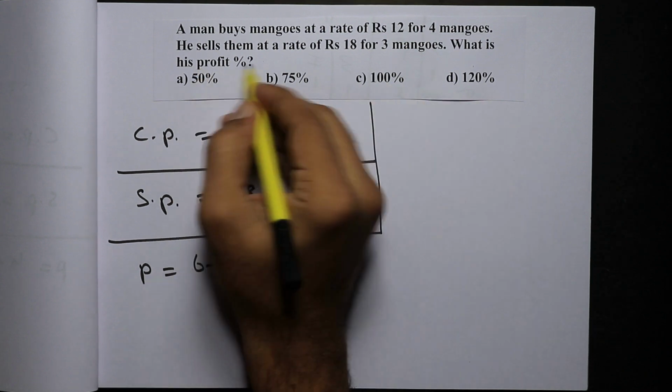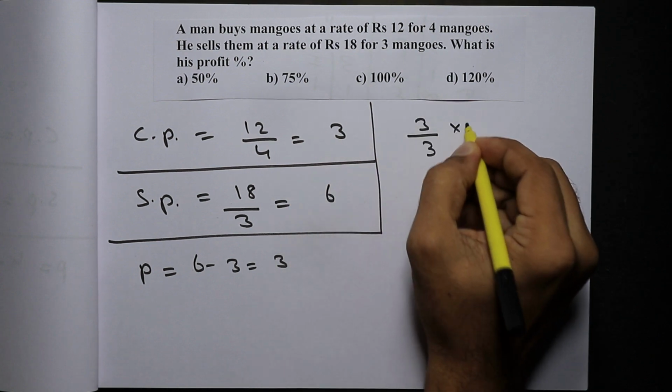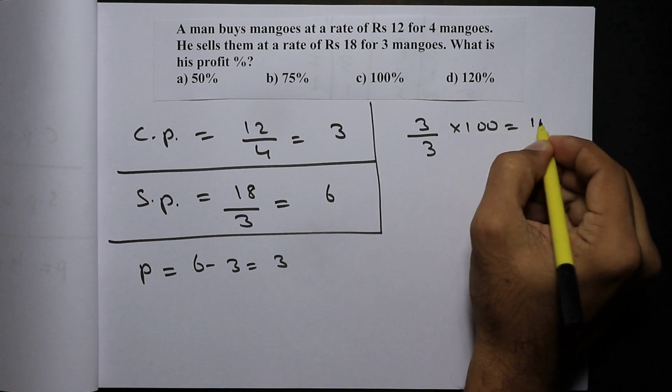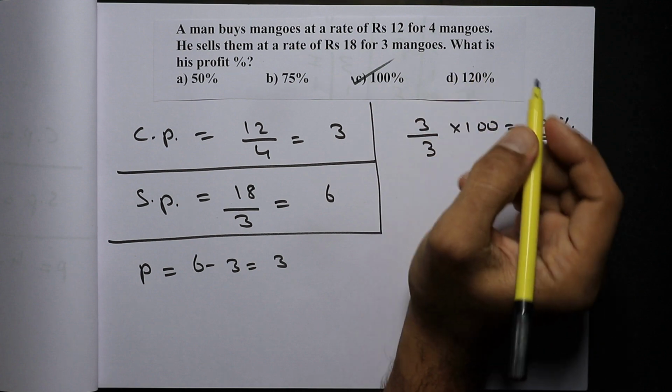So we'll calculate the profit percentage. Profit is 3 out of cost price, that is 3 into 100 gives you profit percentage. So that will be 100% profit. So option C, 100%.